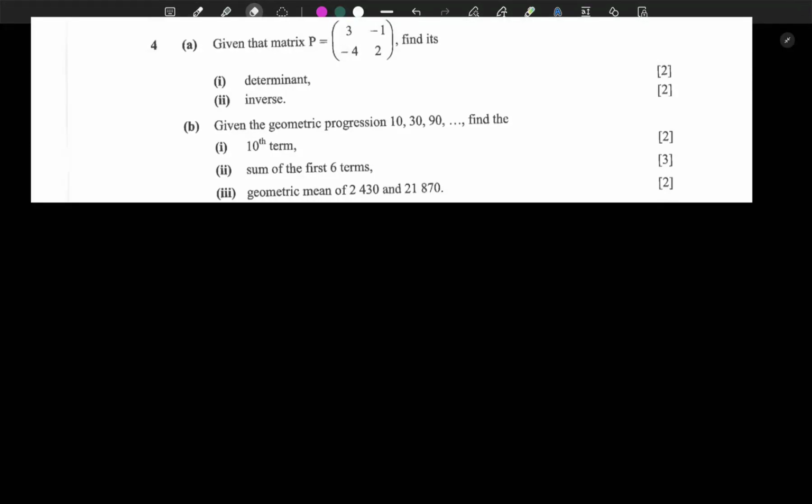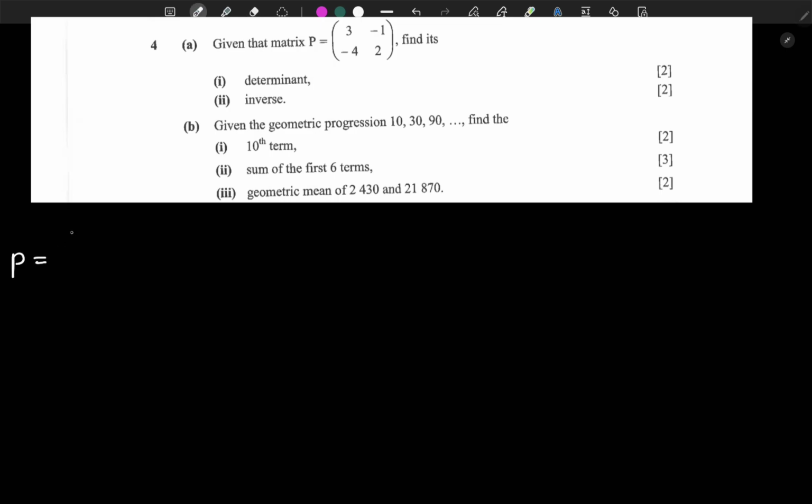Viewers, let's look at this beautiful question, which is question 4, extracted from Mathematics paper 2 for the year 2024, written by the internal candidates. So under question 4, we have two questions. Question A coming from the topic of matrices, question B coming from the topic of series and sequences. So we can now begin with question A, where we are given the matrix.